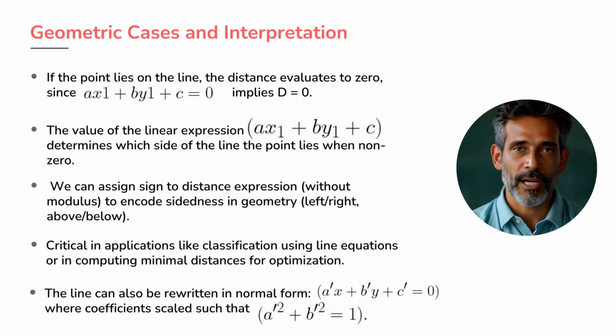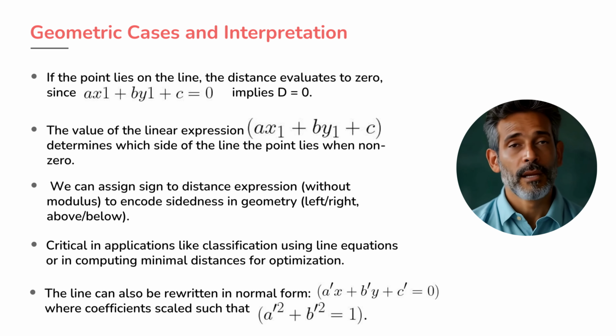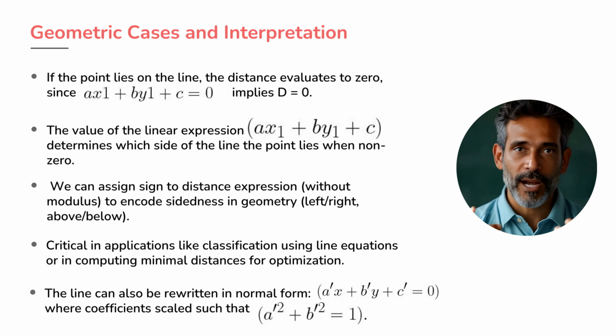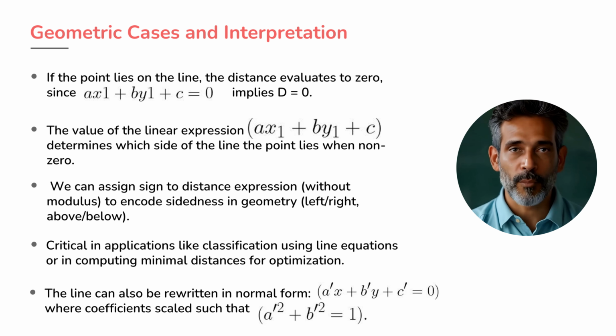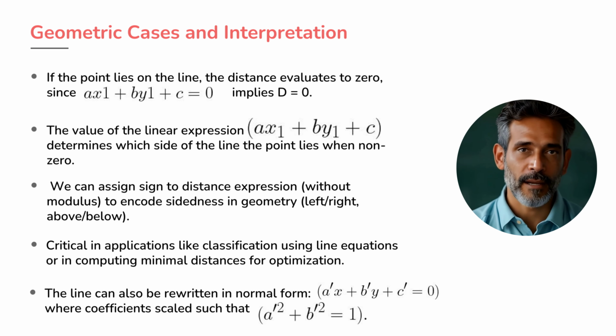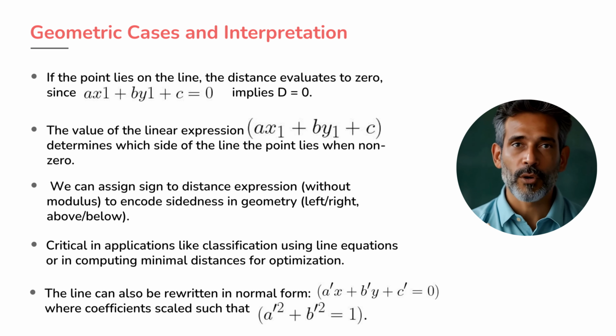In fact, we can even assign a sign to the distance expression without using modulus to encode sidedness in geometry, like left or right, above or below the line. This signed distance is critical in applications such as classification using line equations, or in computing minimal distances for optimization problems. Finally, the line can also be written in what we call normal form, a'x + b'y + c' = 0, where the coefficients are scaled in such a way that a' squared plus b' squared equals 1.